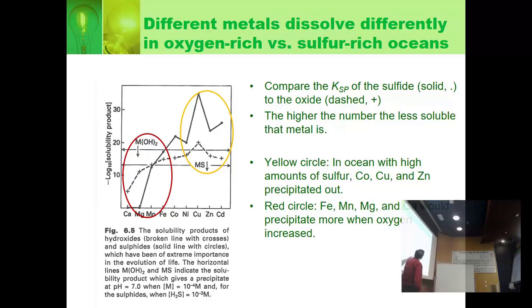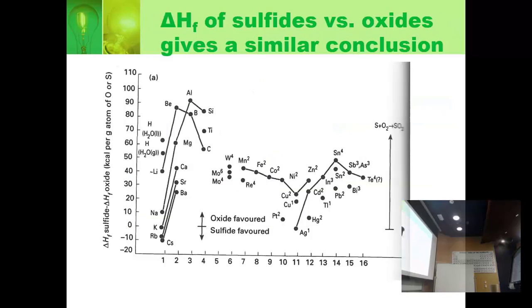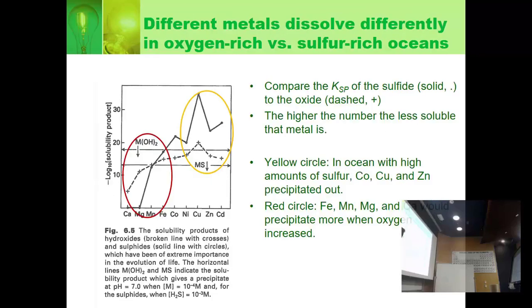And the red circle is that the left side of the periodic table would precipitate more when oxygen increases. And so you have a balance between sulfur and oxygen, and that goes with the availability. So as oxygen increases, these precipitate more, but these, the yellow circle, precipitate less and become more available. Again, cadmium enzymes are the natural extension that I didn't mention in The World from Dust. But the cadmium is a natural extension from this.